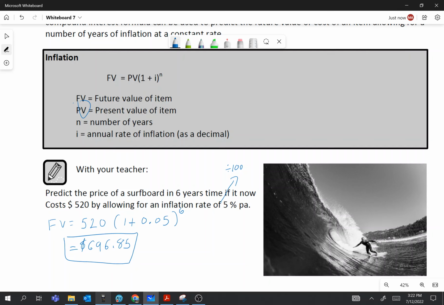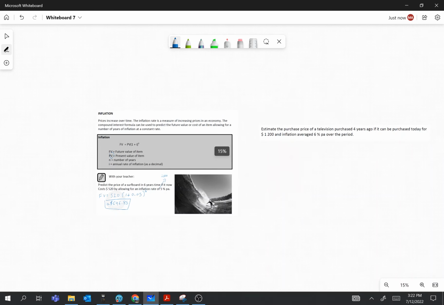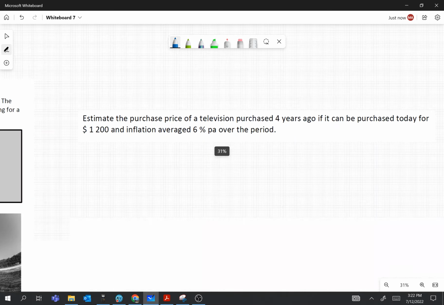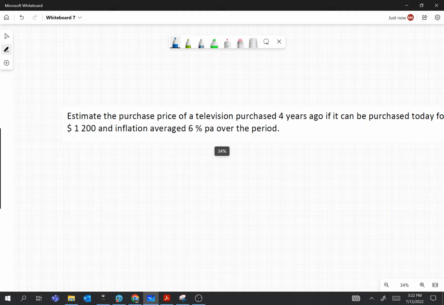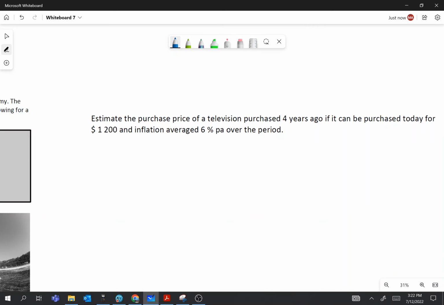Righto. So the next example, which I have here, is one where we're going to need to do a bit of rearranging of the formula, because we're looking at the cost of a television now, and we want to make a calculation to see how much it would have cost 4 years ago. So if you can purchase it today for $1,200, what would it have cost 4 years ago.